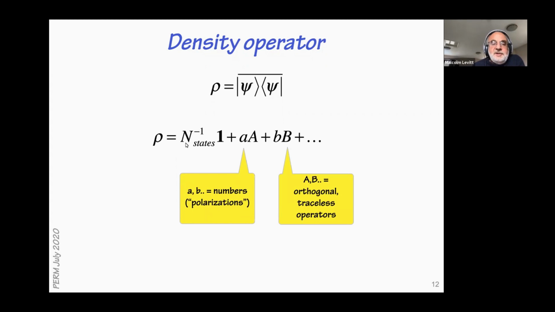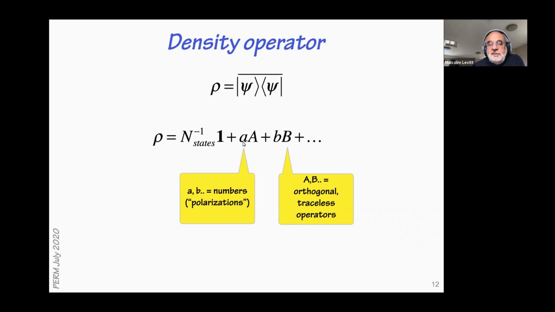So if the density operator was just given by that unity operator, then it would mean that all the states are uniformly populated. And actually that would be a state of maximum entropy. So minimum spin order, and actually no useful information can be derived from it.